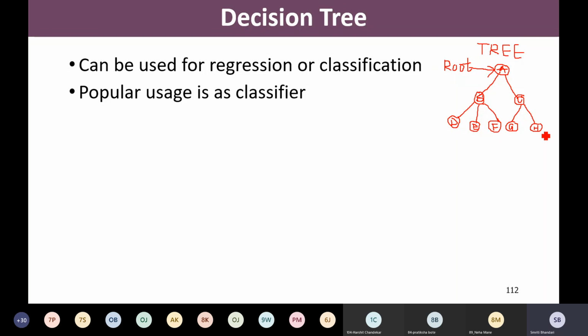And these nodes at the last level, the nodes which do not have any children, are known as the leaves. So D, E, F, G, H are the leaves of the tree. These do not have any children, right? D is a leaf node, E is a leaf node, F is also a leaf node, similarly G and H. Any doubts so far?